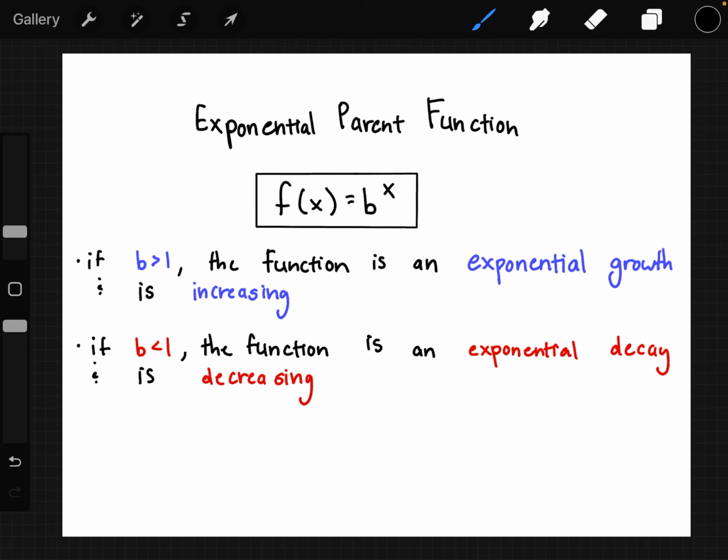This is lesson 6.1, graphing exponential growth and decay.